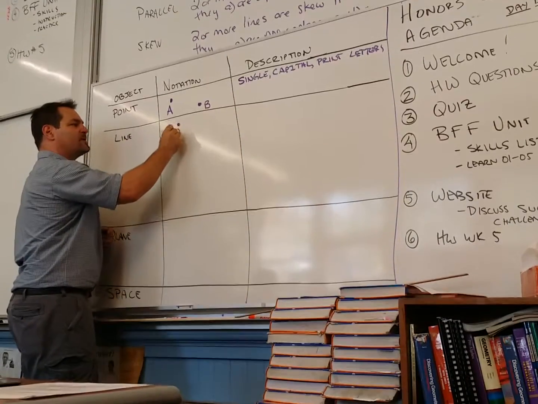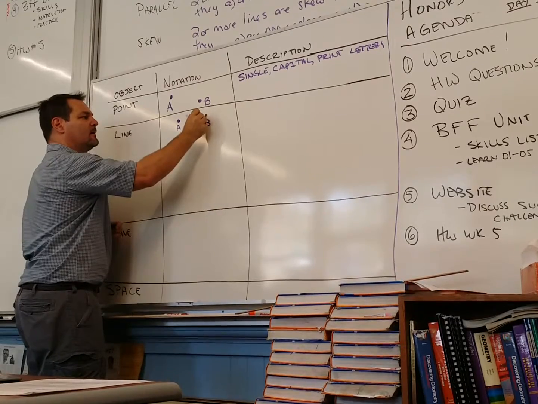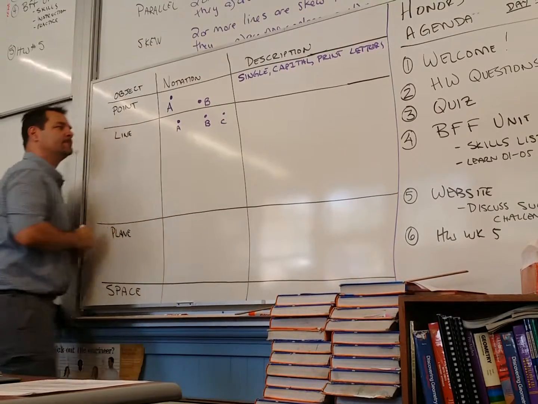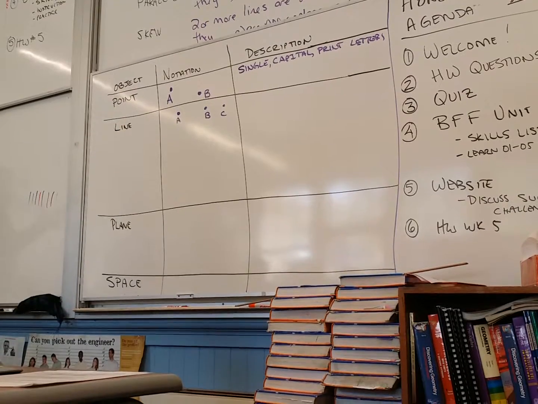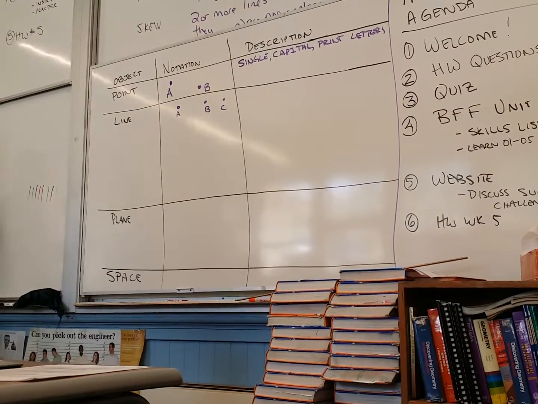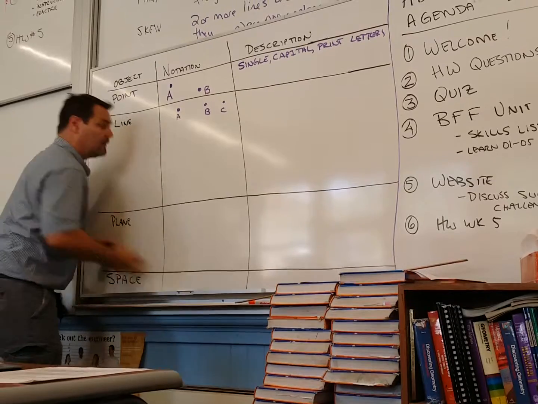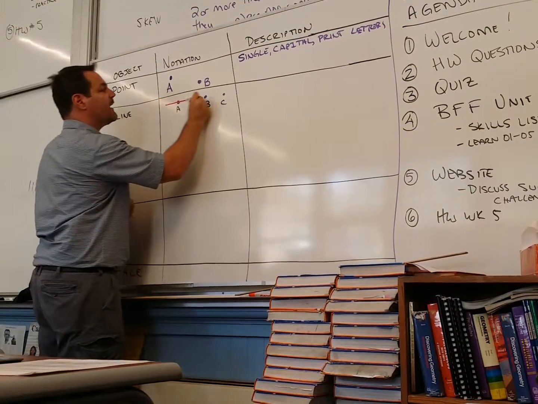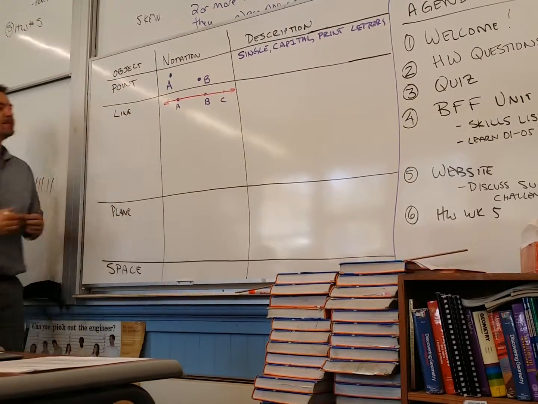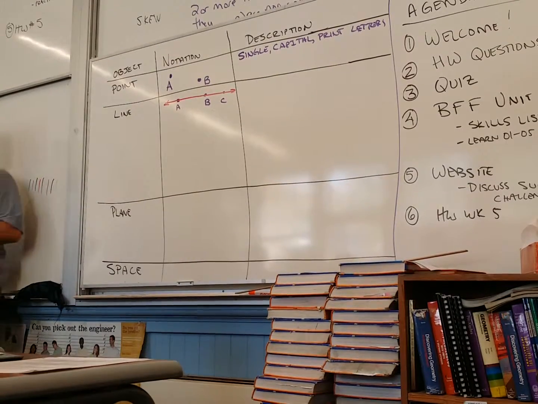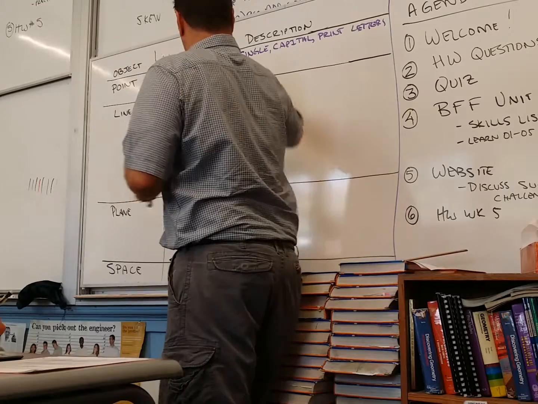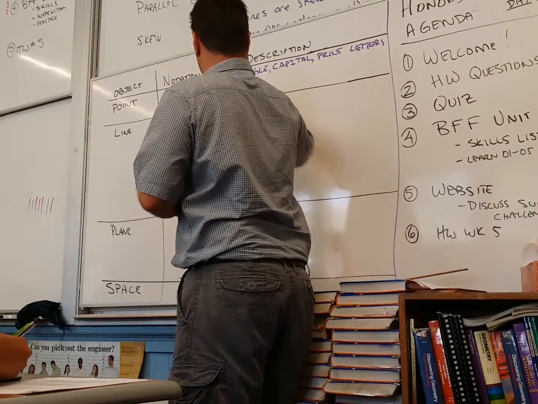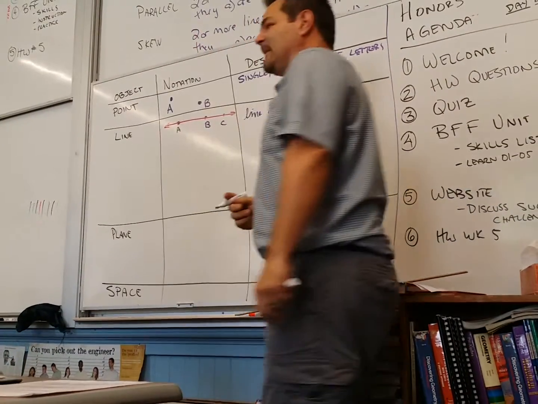If I've got some points, for instance, A, B, and C, and together they can have a line drawn between them, which means those 3 points are collinear, then I should be able to name that line that is formed by those points. Good idea? Line AC. Line AC. That would be fine.